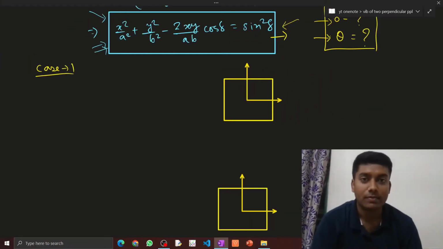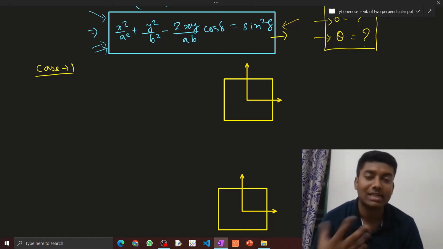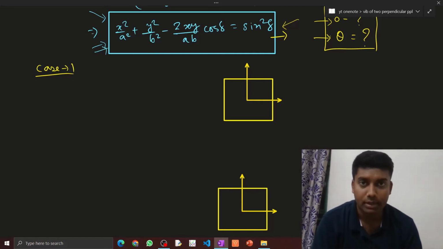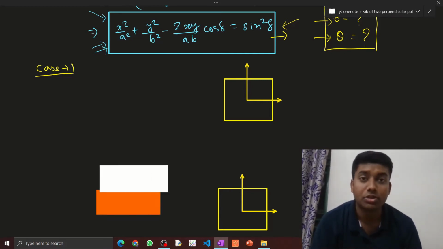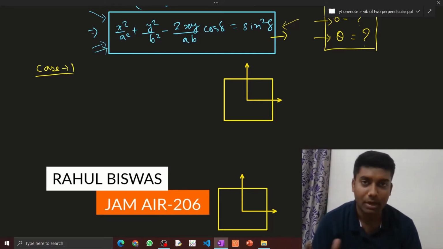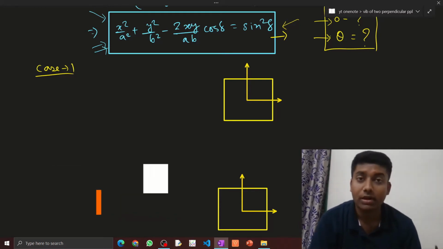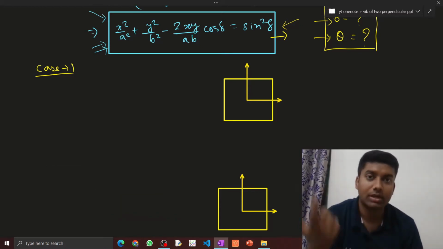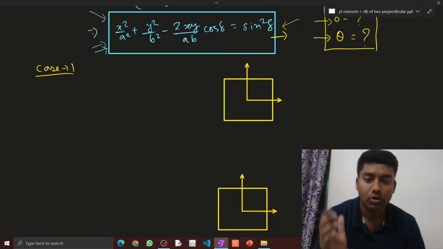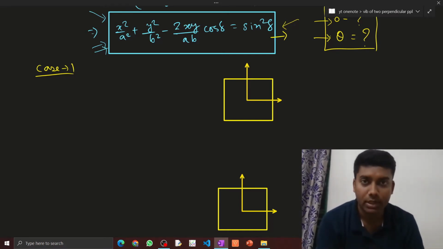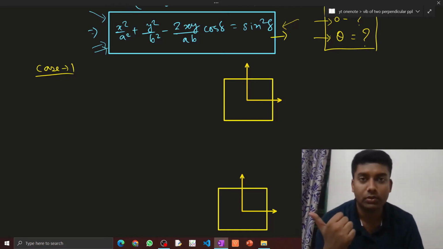So in this video, this is part 2 of that video. Previously I made a video, part 1 of this topic: the superposition of two plane polarized waves having perpendicular vibrations. The link to the part 1 video I will give in the description box. Before going through this video, we have to go through that video first.